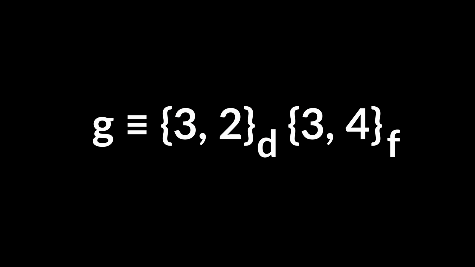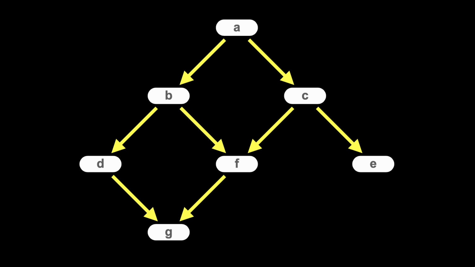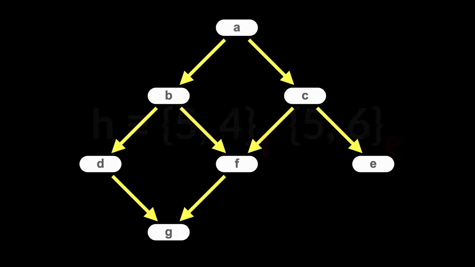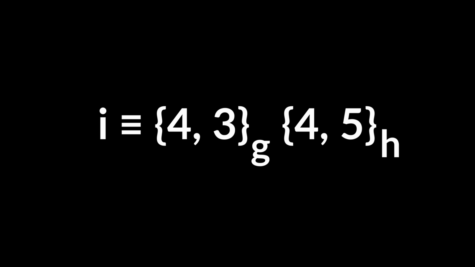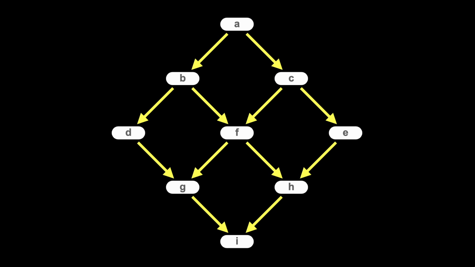This is really easy. Let's add the remaining events G, H and I. From the suffixes of the edges matched by event G, edges 3, 2, D and 3, 4, F, we can see that events D and F have to happen before event G can happen. From the suffixes of the edges matched by event H, edges 5, 4, F and 5, 6, E, we can see that events F and E have to happen before event H can happen. And finally, from the suffixes of the edges matched by event I, edges 4, 3, G and 4, 5, H, we can see that events G and H have to happen before event I can happen.